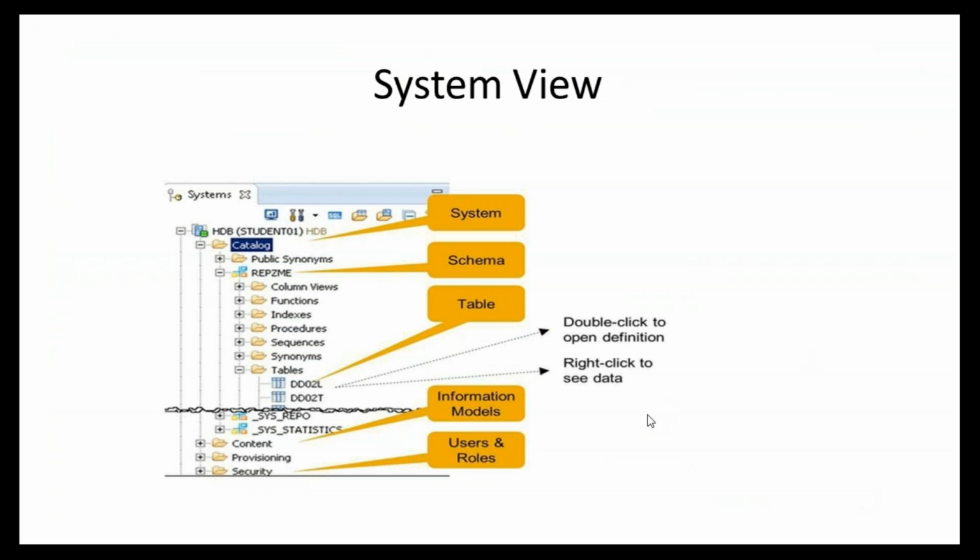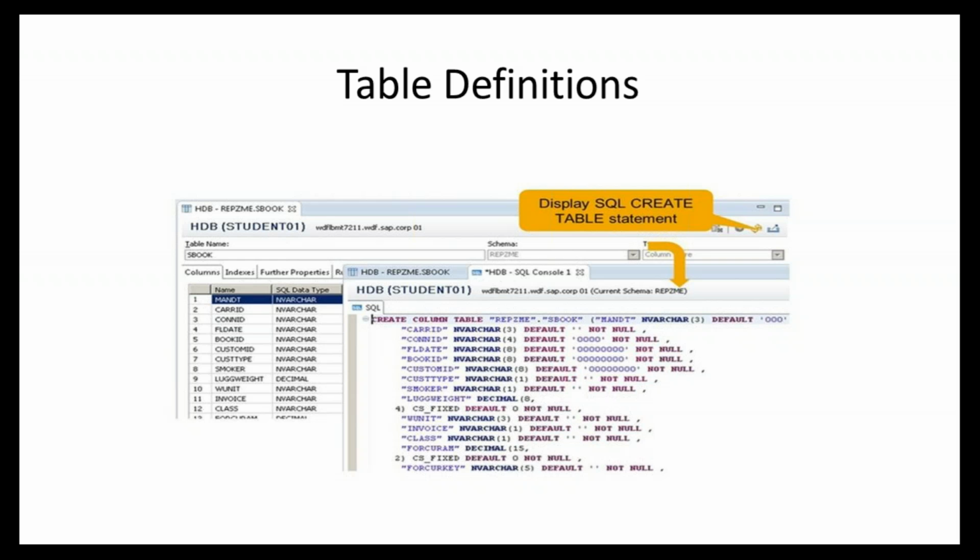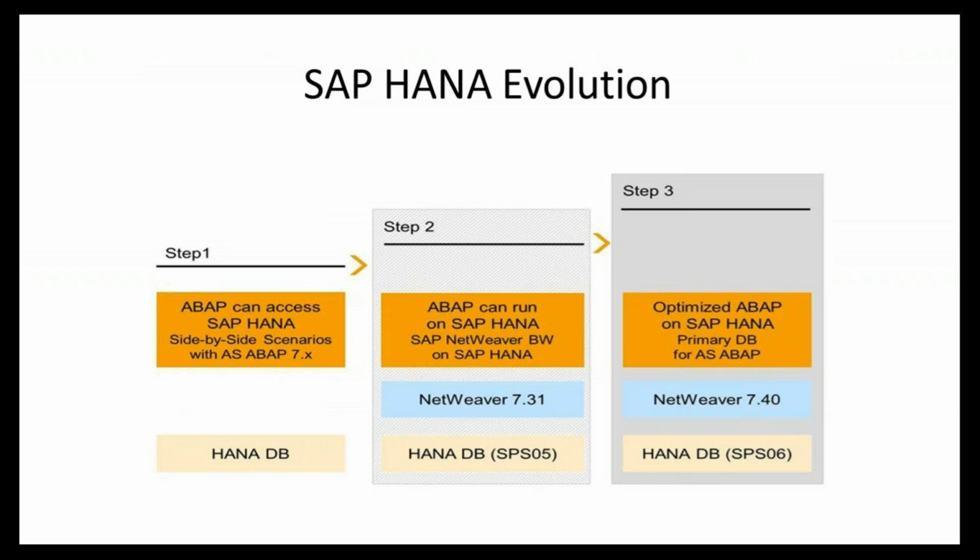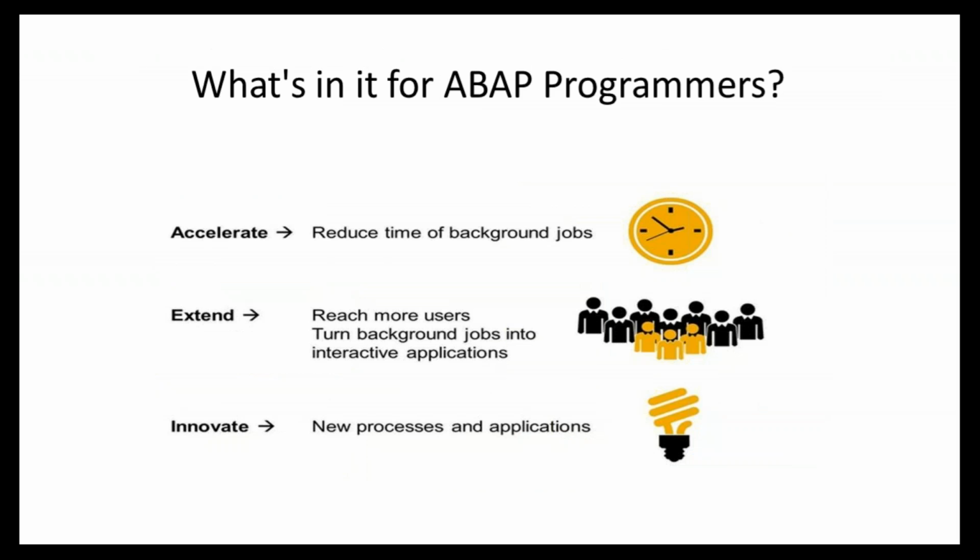Okay, so we were discussing the system view. This is the HANA Studio Perspective System View, in which we had the catalog, content, provisioning, and security. We discussed the Eclipse. When we log in to the Eclipse, we can work on the ABAP and HANA.